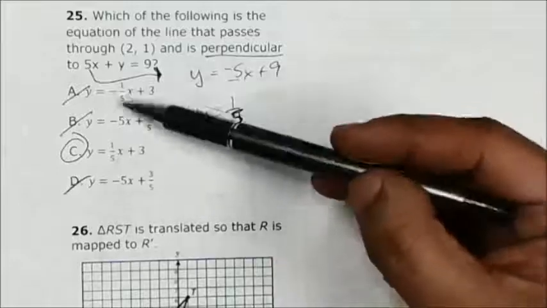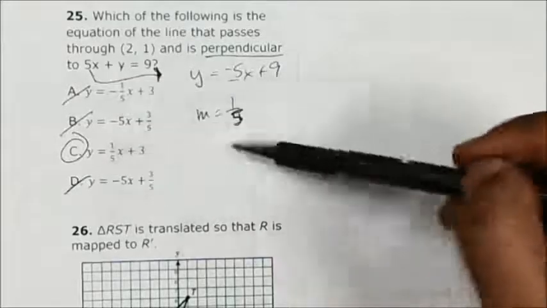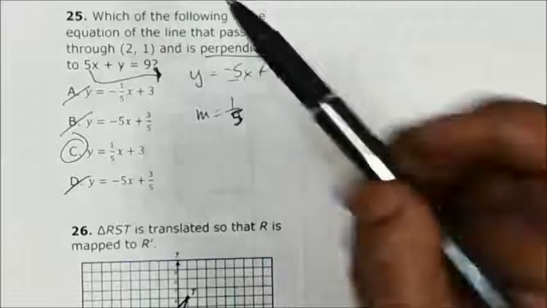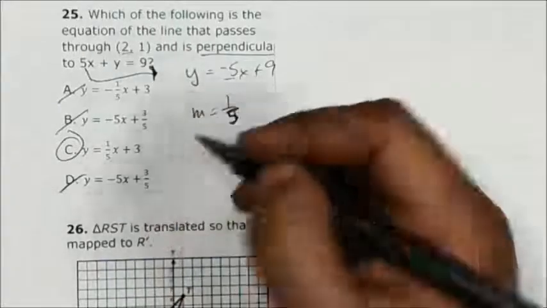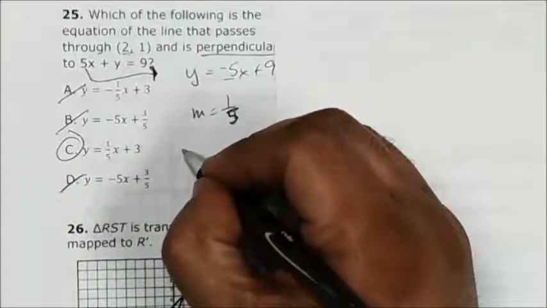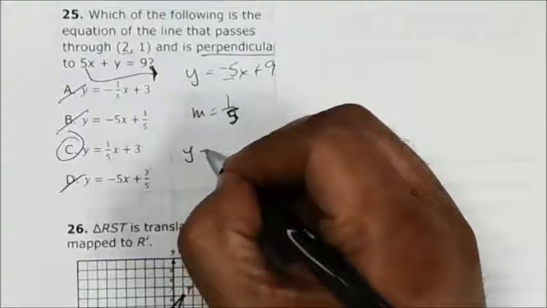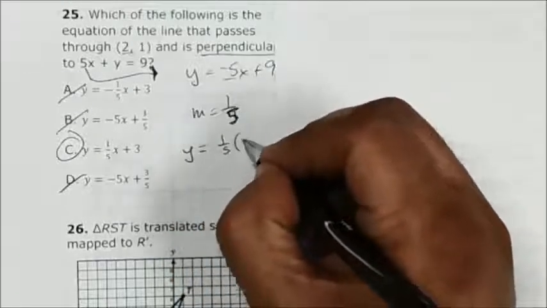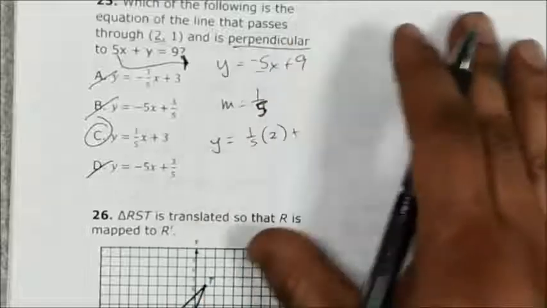In case there were two choices with a positive 1/5 for the same slope, you would have to substitute these values in. Let's just say I'm solving for y equals, then I would have 1/5 times 2 plus 3.